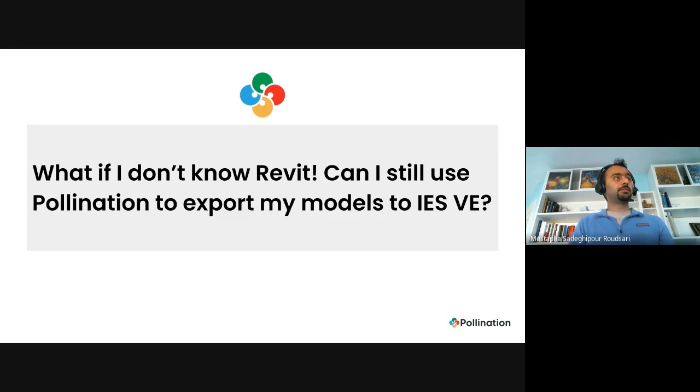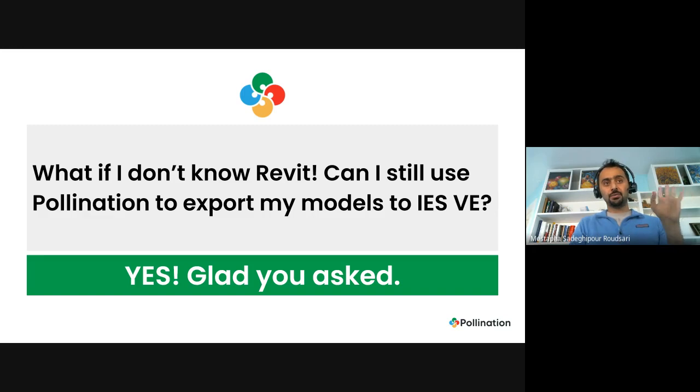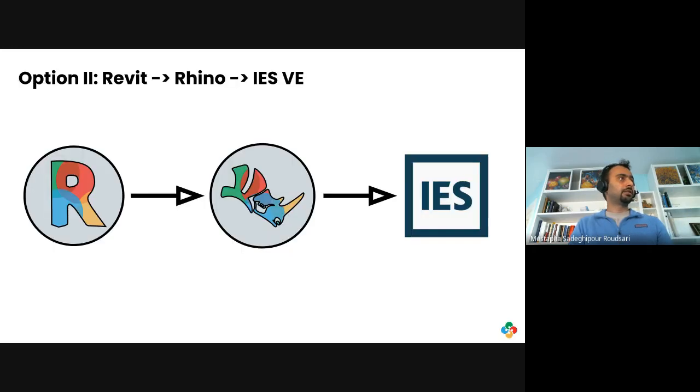So what if I don't know Revit? Can I still use it? Yes, and glad you asked. You can use Rhino for all that. So the other workflow is to go from Revit to Rhino to IES. This is good if you're not an advanced Revit user, even though you don't need to know much Revit. I mean, Mustafa, I'm not an advanced user myself.